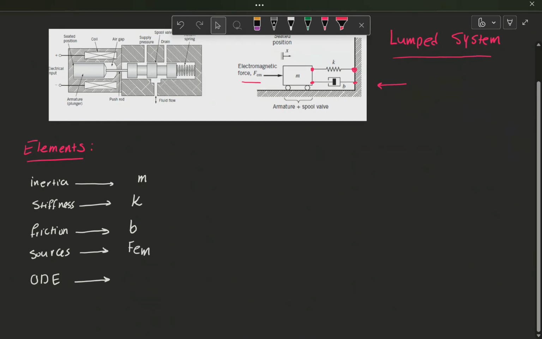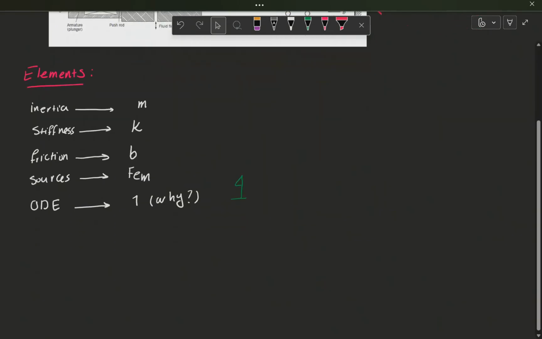And here's the question that you need to answer. How many ODEs do you think that you would need to model this system? For now, let's say that with the number of inertia elements, you will have that many ODEs. I'm going to come back to this and slightly change it at the end of this chapter, okay? So I'm going to raise a flag here.